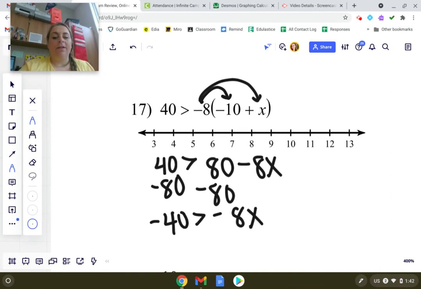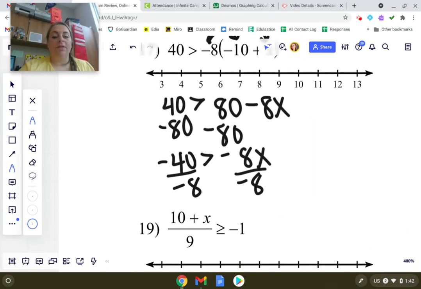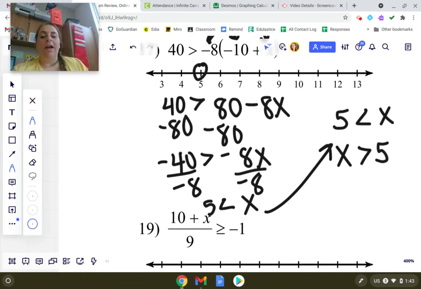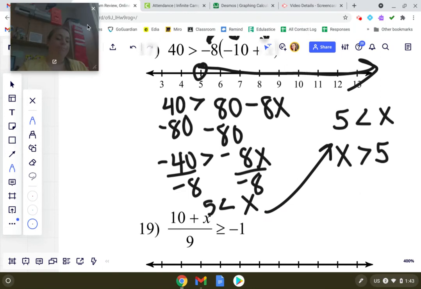I've got -8x, divide by -8. And again, you want to flip your sign. So you'd have 5, we flip the sign, x. Okay, so notice how that's written. You've got 5 coming first. If you want to make it where x comes first, that's fine. Just flip everything. So I'm an open circle at 5. This time it's finally greater, so I'm going towards numbers that are bigger.